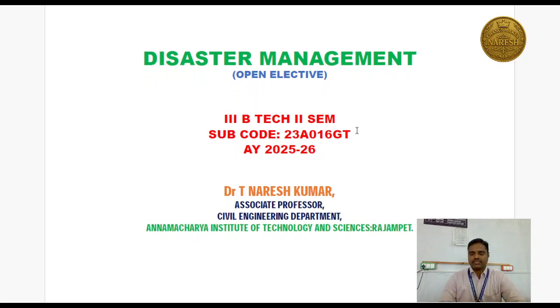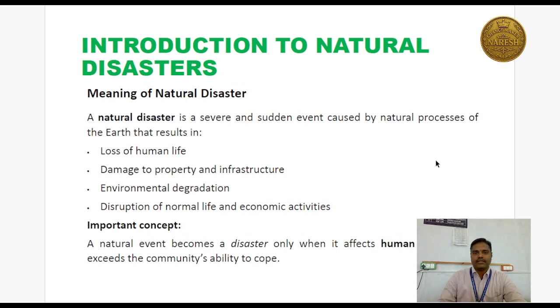When you come to disaster management, the very first thing is introduction to natural disasters. A natural disaster is a severe and sudden event caused by natural processes of the earth that results in the loss of human life, damage to property and infrastructure, environmental degradation, and disruption of natural life and economic activities. The main important concept is that a natural event becomes a disaster only when it affects human society and exceeds the community's ability to cope.